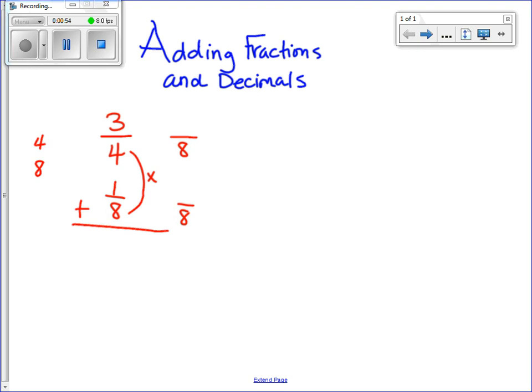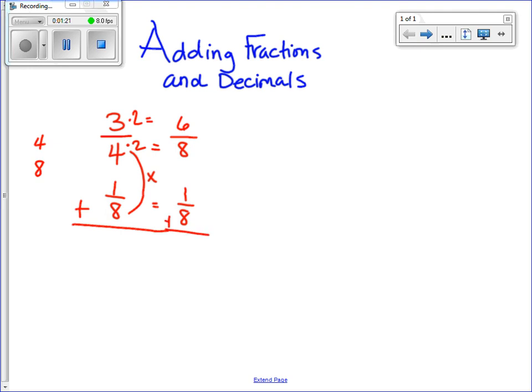Well, what I'm looking at is, at my 4, I need to figure out how do I get from 4 to 8. Well, I know 4 times 2 is 8. And whatever I do to the bottom, I have to do to the top. So 3 times 2 is 6. So my fraction now is 6/8, which is equivalent to 3/4. It just looks different. On the bottom, 8 to 8, well, that means that stays the same because it's already an 8.